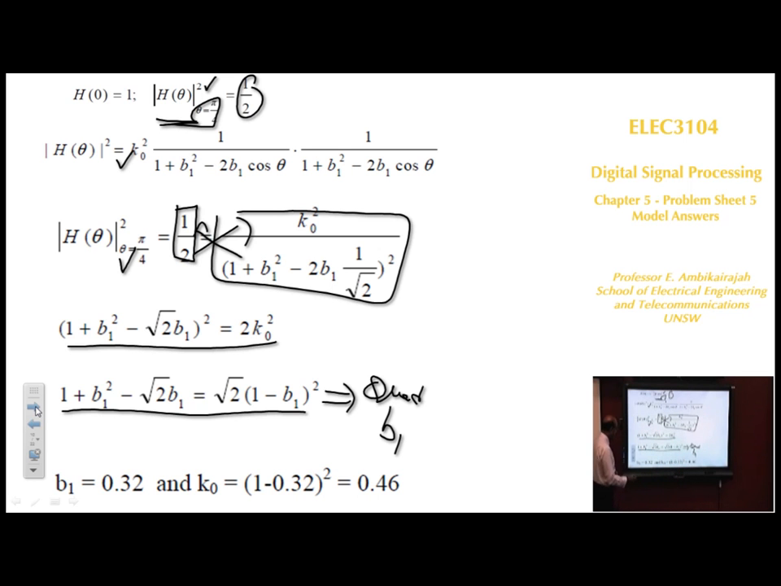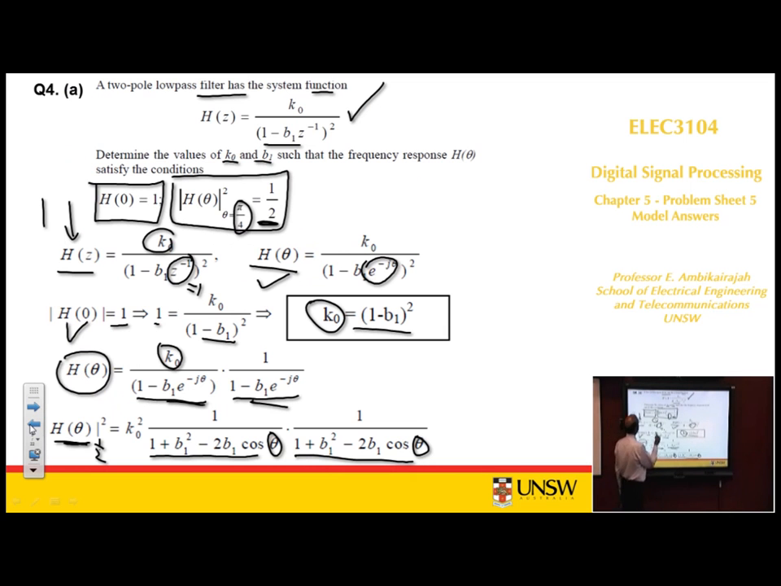When you look at b1, b1 becomes 0.32, and then you substitute b1, you get K0. Now you would have two values for b1. b1 should be plus or minus, because it's a quadratic equation you're going to solve. So you could get a plus and minus answer. Now you're going to go back to the question and see what it says. It says it's a low pass filter. In the low pass filter case, this has to be positive.